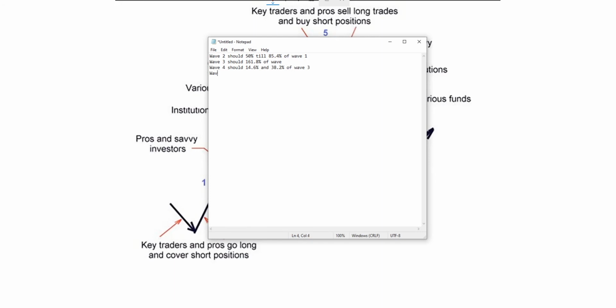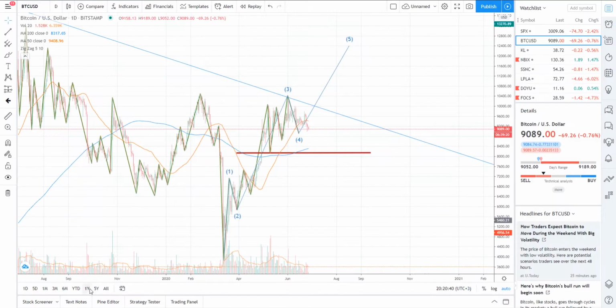And the last rule is that wave 5 should be between 61.8% of Fibonacci and 123.6% of wave 1. These are the rules that will help you build your Elliott Wave Theory. What else I'm using to make it a little bit easier for me to see the waves is the zigzag indicator, and you can see it better on our analysis for Bitcoin.